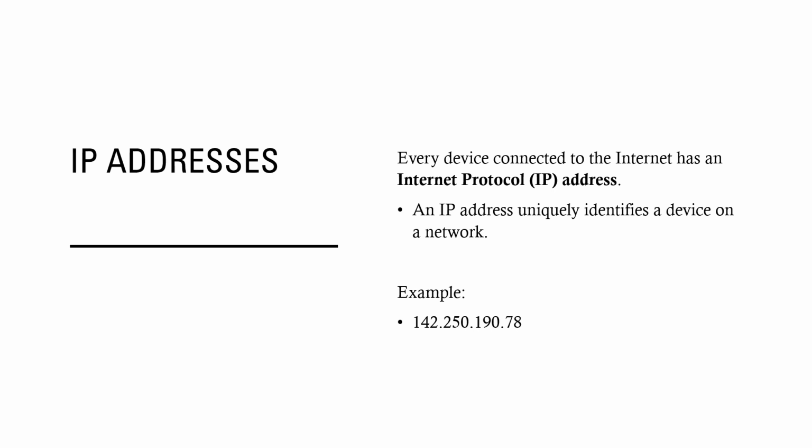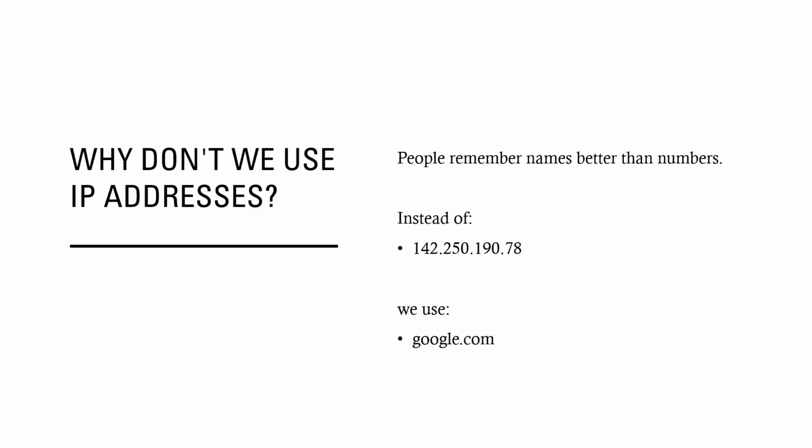To do that, every device connected to the internet has a unique IP address. An IP address works much like a street address. It tells the data exactly where to go. When you type a name like weber.edu, your browser doesn't actually communicate using that name. Instead, it uses the website's IP address to locate the correct server and request the web page.